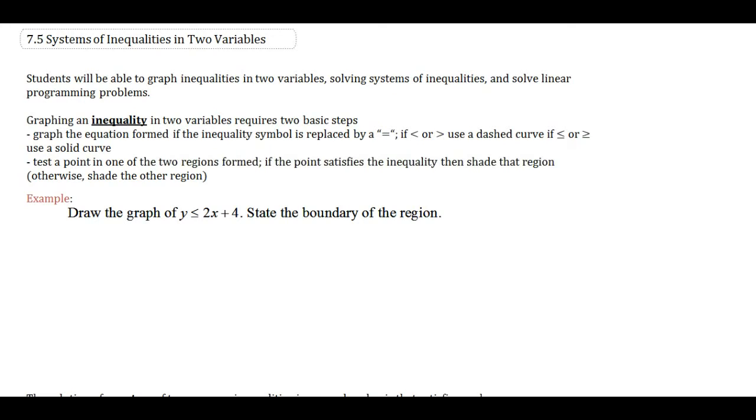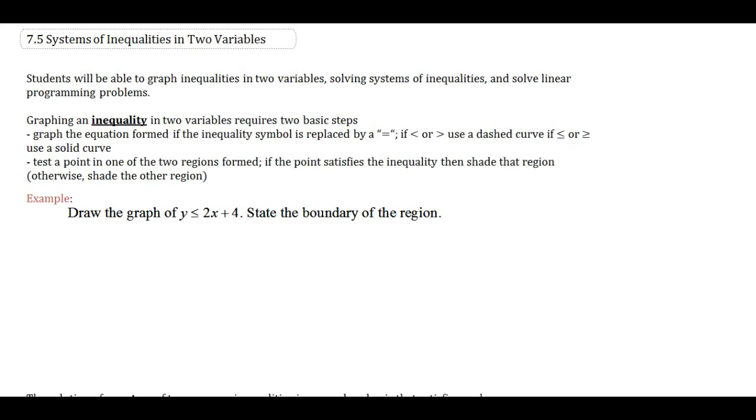This is Mr. Meyer, and this is 7.5, another section that you are just going to say, wow, I love Chapter 7. It's because it's going to talk about graphing inequalities, solving systems of inequalities, and linear programming problems. And so let's get right into it.